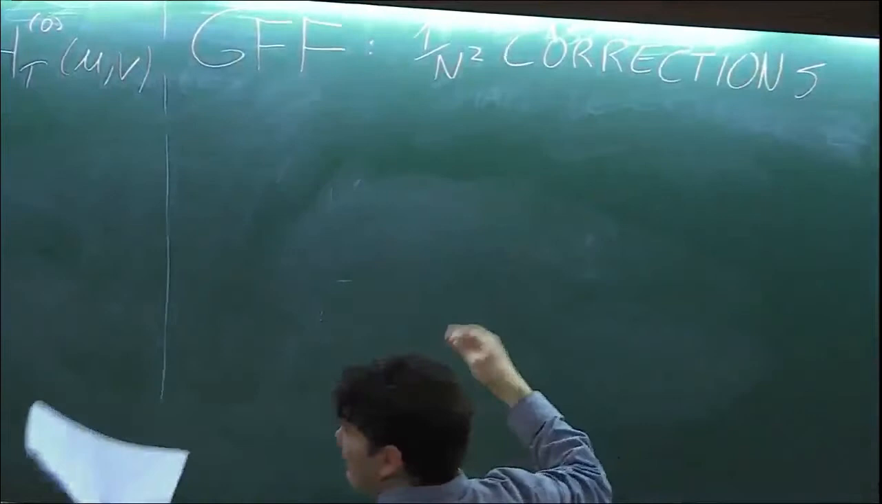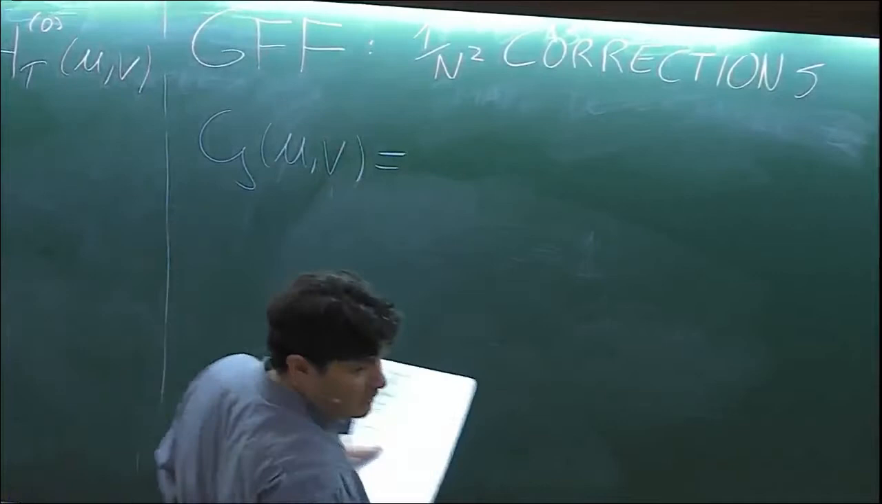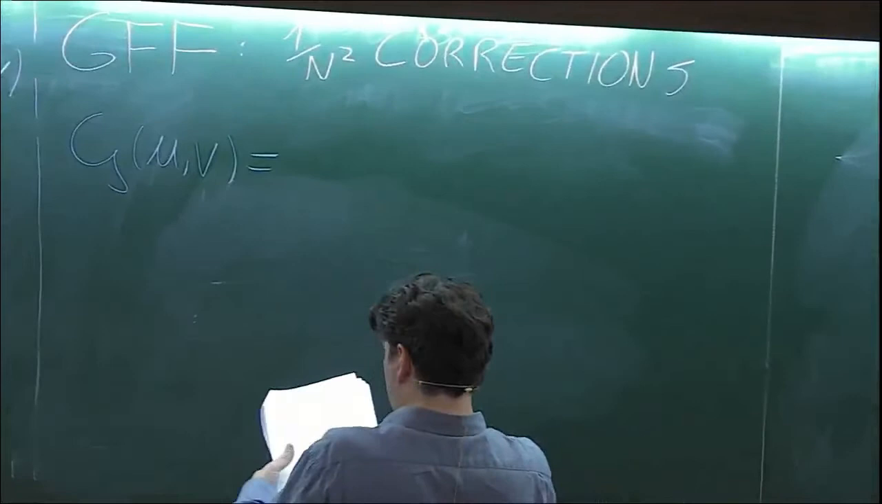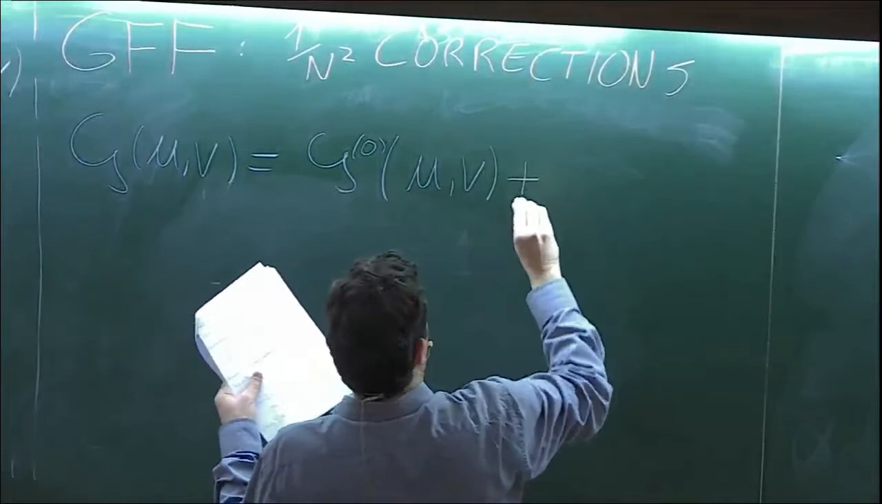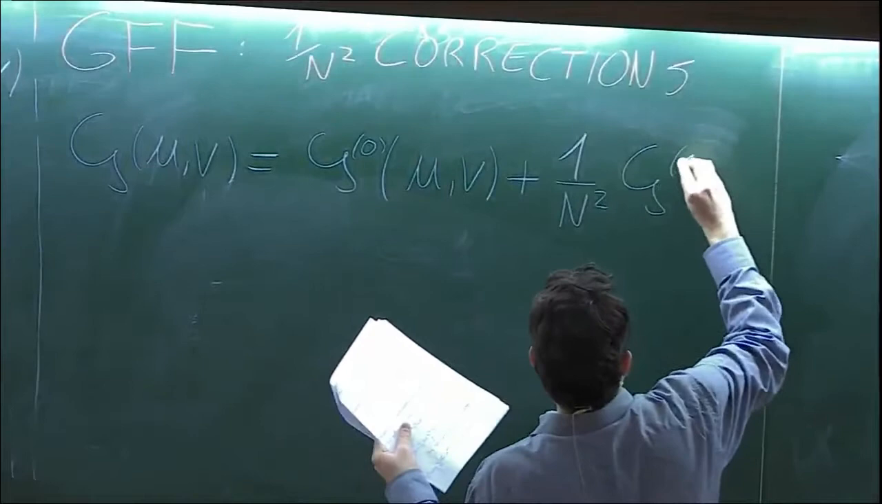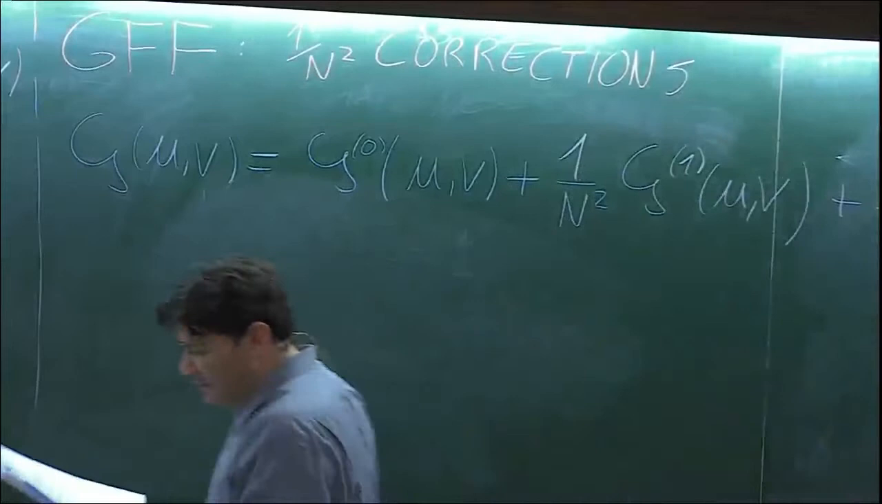So the idea is that the four-point correlator of our theory admits a decomposition where G0 is the zero order generalized free fields, U over V, plus some correction of 1/N², G1 UV, plus dot, dot, dot. We are going to just look at this correction here.